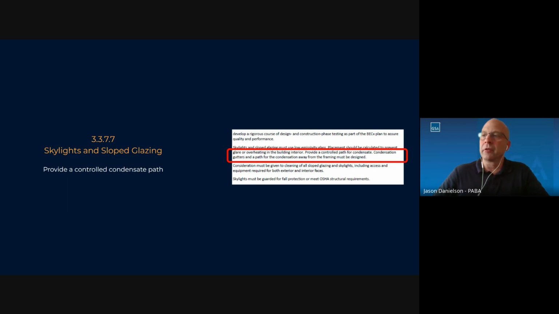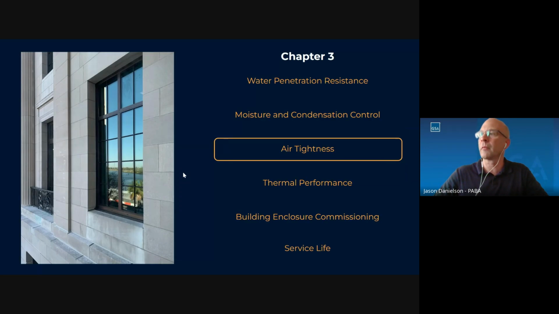Skylights and sloped glazing, just a real simple change, providing a controlled condensate path. It was a little bit vague before, and we're just trying to clear that up. And that's really it for moisture and condensation control.